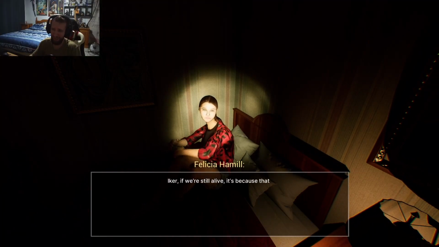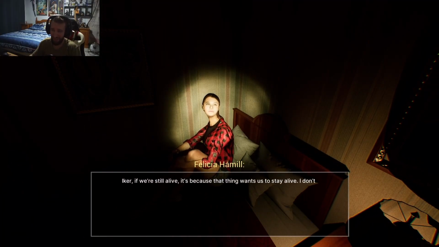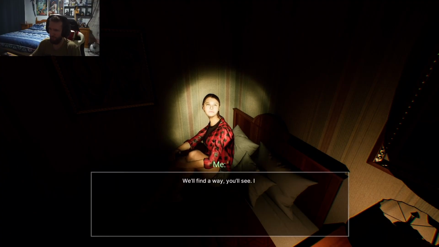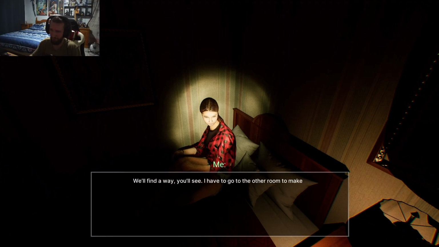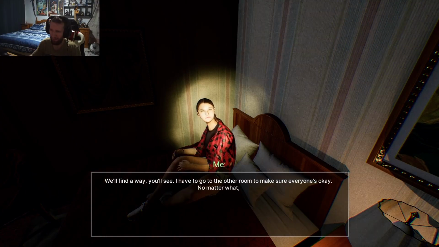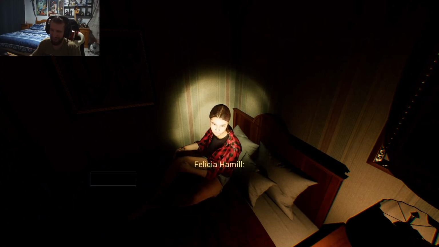Iker, if we're still alive, it's because that thing wants us to stay alive. I don't think we can hurt it. We'll find a way. You'll see. I have to go to the other room to make sure everyone's okay. No matter what, don't go outside.